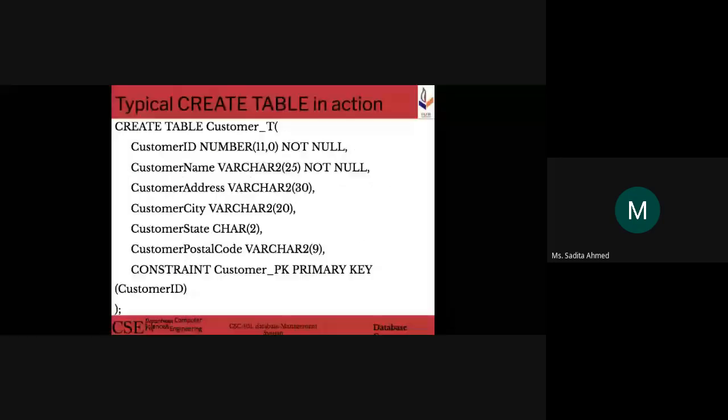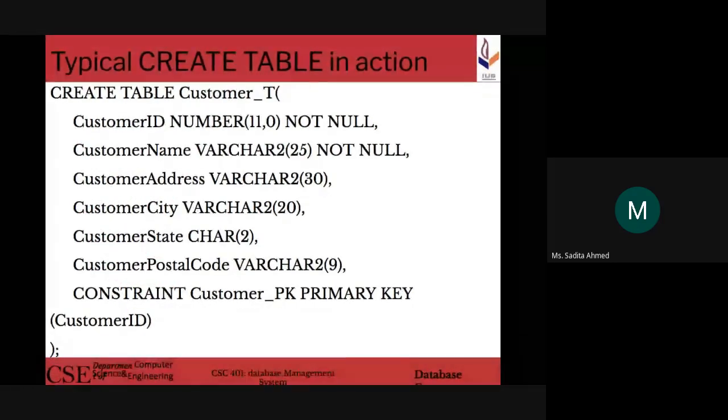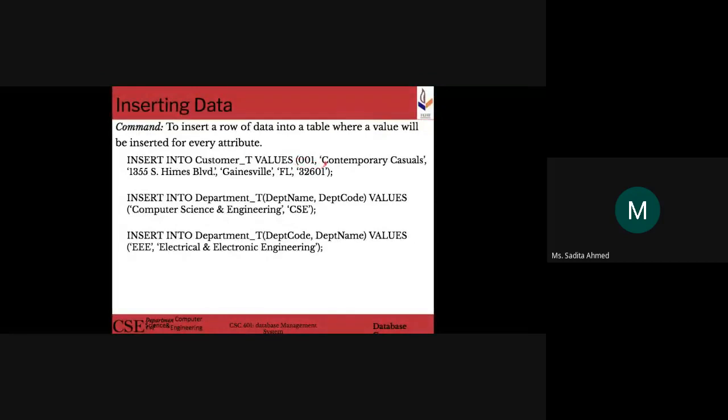This was our definition for the customer table. What is it that we defined first? The customer ID, then the customer name, then customer address, then city, state, postal code, and so on, right? So here as well, the first value you provide must be the customer ID value.